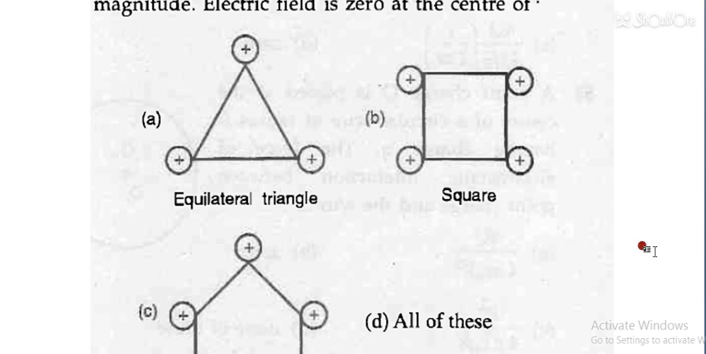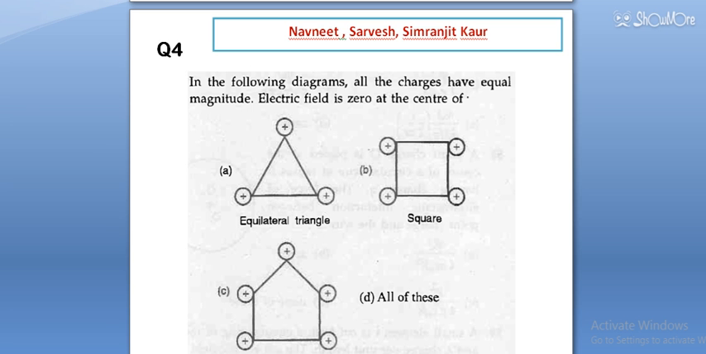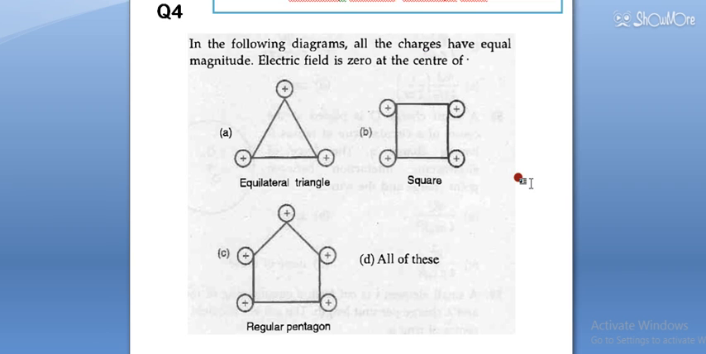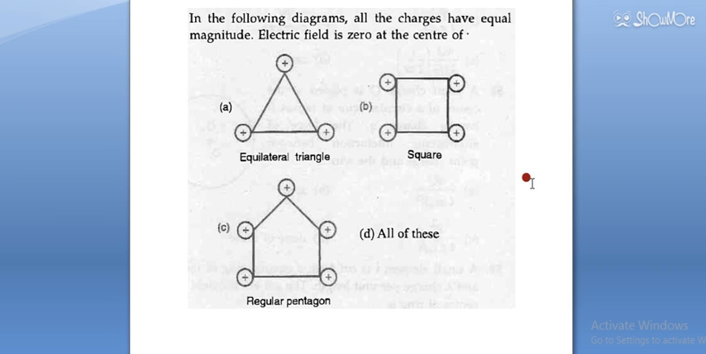So the next question is: in the following diagram all the charges have equal magnitude. Electric field at the center is 0.